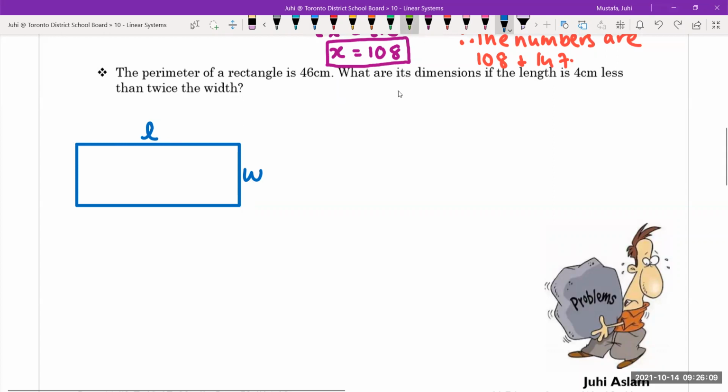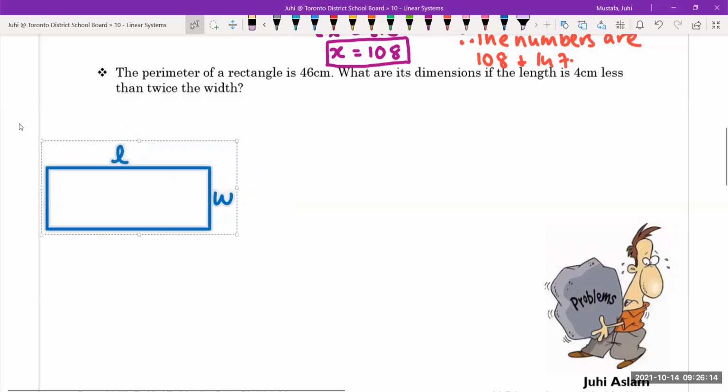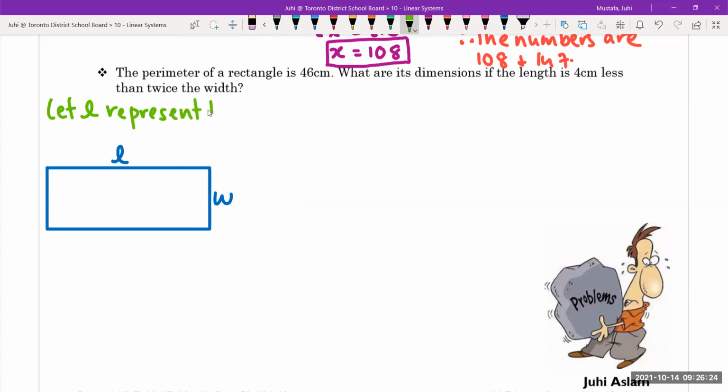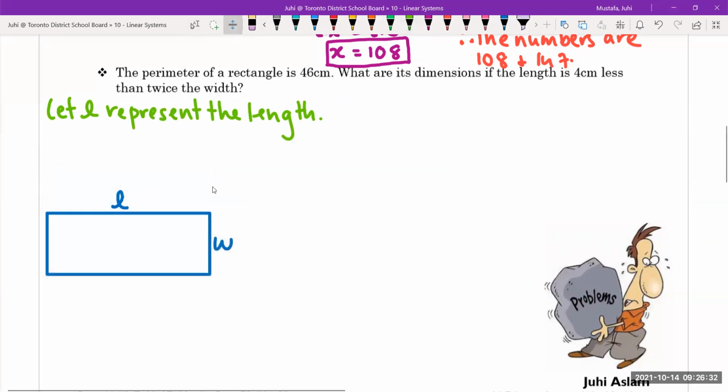So now that I've done that, I'm ready to define my terms. And I know that L stands for length and W stands for width. So let's go ahead and write that. We're going to say, let L represent the length. And then I'm going to write, let W represent the width.